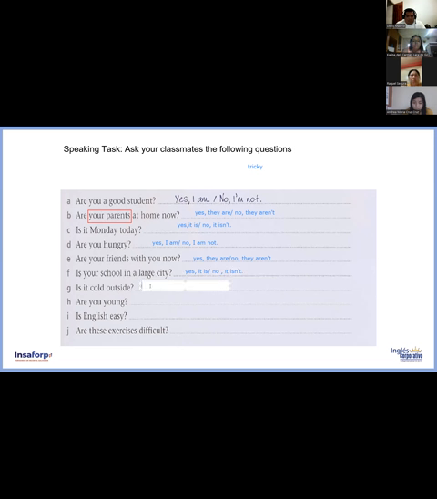Luego tenemos la palabra carefree. Carefree significa alguien despreocupado, right? Despreocupado. Carefree. Y luego tenemos la siguiente palabra que es outgoing, right? Outgoing, that means alguien que es bastante extrovertido. Okay, there you see, a lot of words, right?